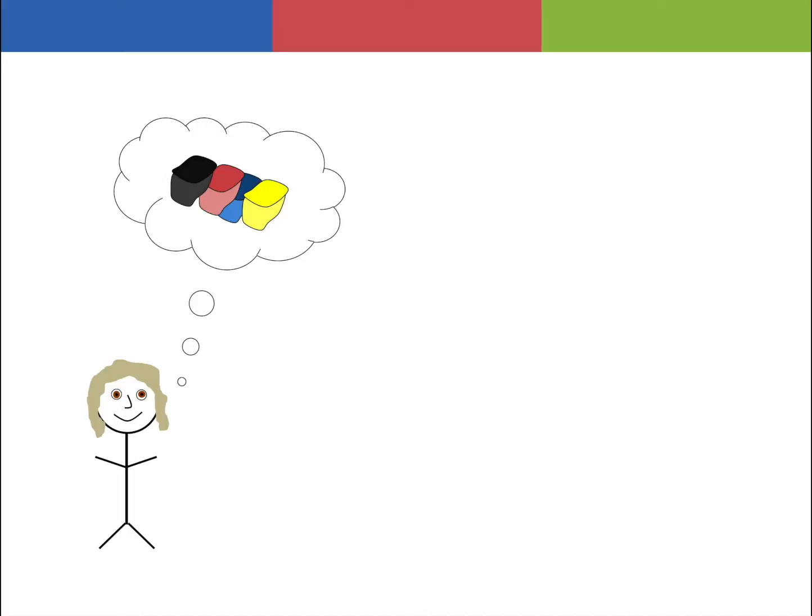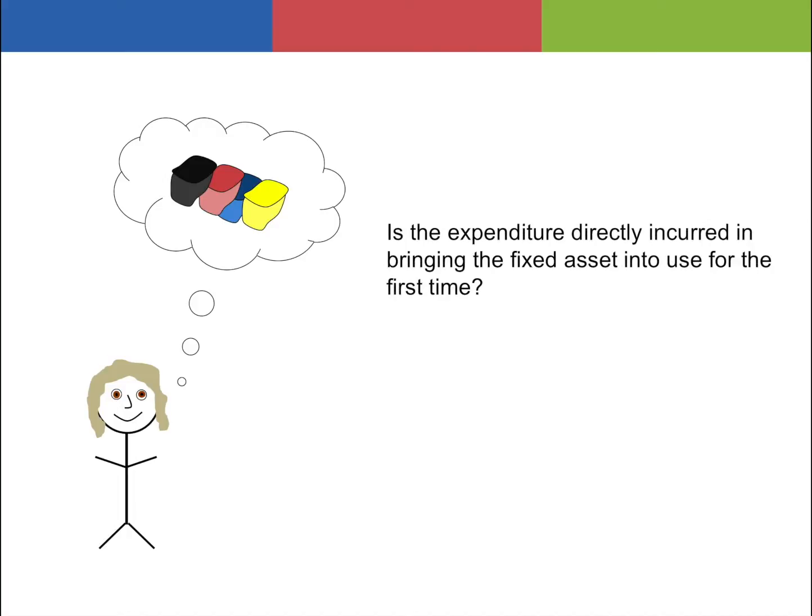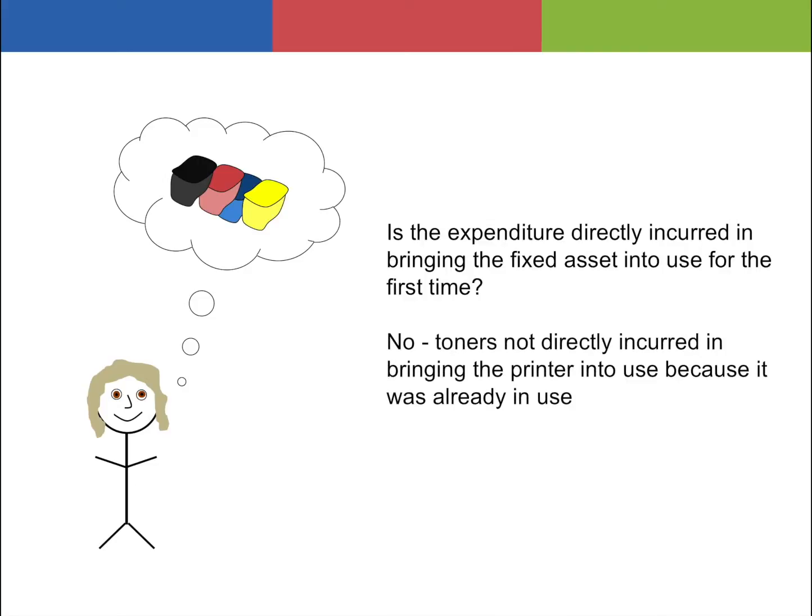So there are two main questions we need to ask. The first one is: is the expenditure directly incurred in bringing a fixed asset into use for the first time? In this example, the ink toners are not directly incurred in bringing the fixed asset, or printer, into use for the first time because it was already in the business and in use. This indicates that the ink toners may be revenue expenditure.